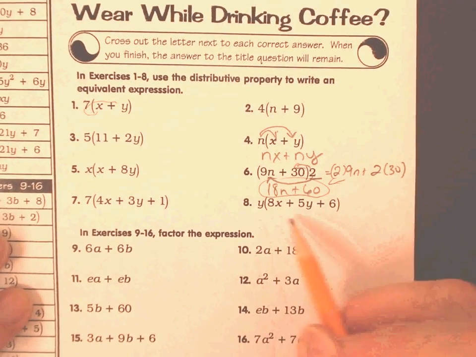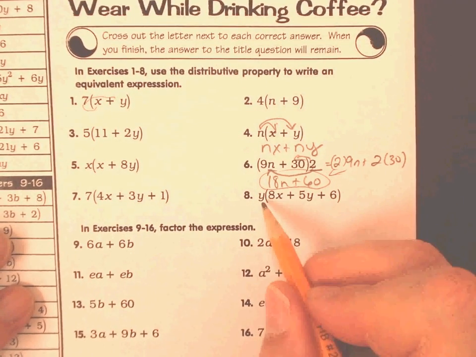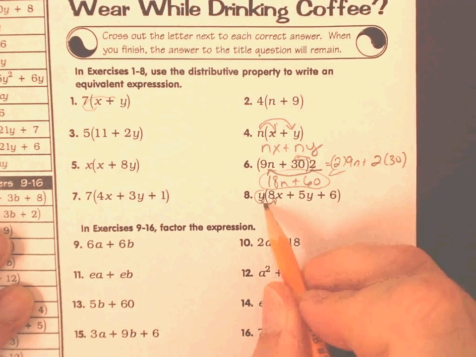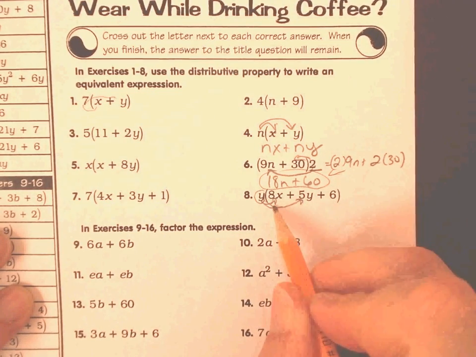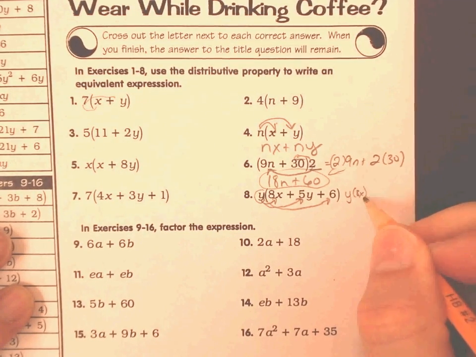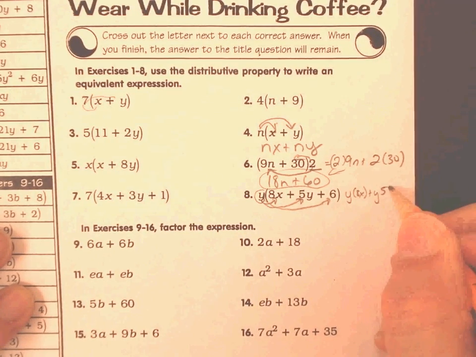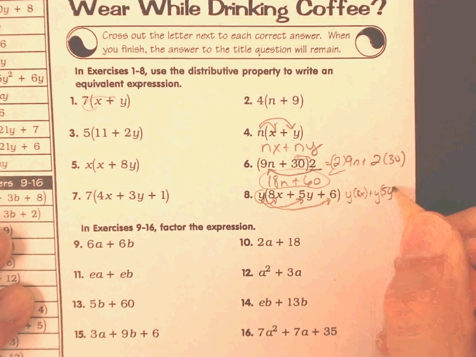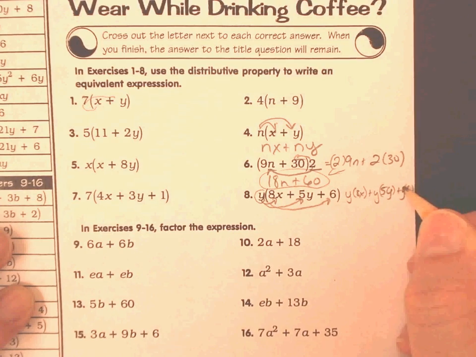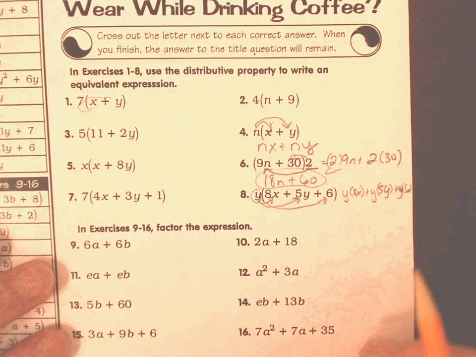And don't get freaked out by the larger ones. It's still pretty easy. I'll do the most difficult. It's the y. I'm going to distribute that to the 8x. I'm going to distribute it to the 5y. I'm going to distribute it to the 6. So y times 8x plus y times 5y plus y times 6. Kind of smushed that, I apologize, but that's okay.